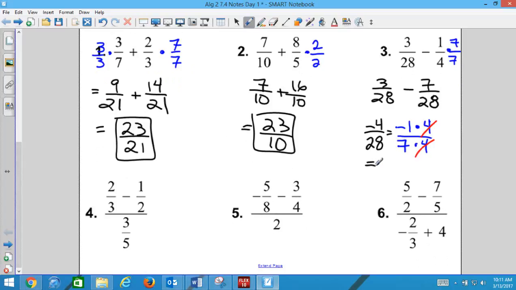Okay, so if I have a negative number and I divide it by a positive number, what do I get? I get a negative number. So we have negative 1 over 7.